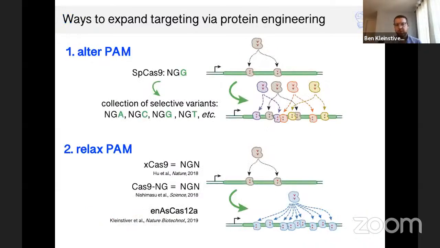So most of that work that I just described is essentially the efforts to alter the PAM requirements of different Cas molecules, where we get this useful but somewhat incremental improvement in targeting range because we engineer new proteins that recognize different sequences, but not one protein that has vastly expanded targeting range. So beyond just altering the PAM, there's been a lot of effort to relax the PAM requirement. So you now have one enzyme that can recognize many sequences instead of several enzymes that recognize different sequences.